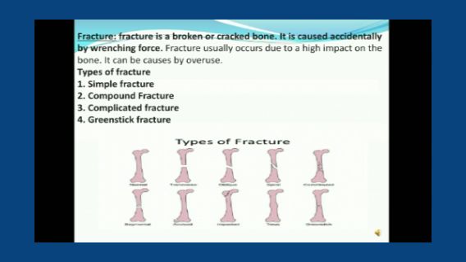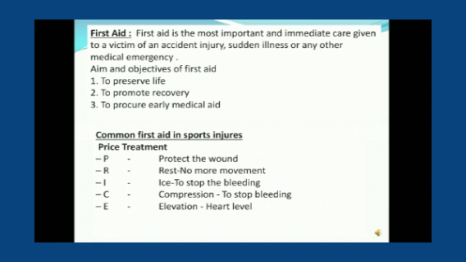Fracture. Fracture is a broken or cracked bone. It is caused accidentally by wrenching force. Fracture usually occurs due to a high impact on the bone. It can be caused by overuse. Types of fracture. 1. Simple fracture. 2. Compound fracture. 3. Complicated fracture. 4. Greenstick fracture.